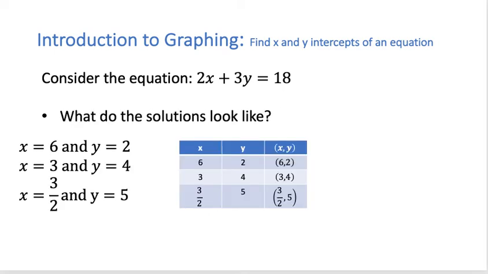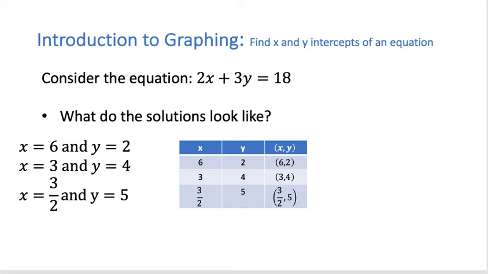You're probably familiar with seeing those in a table. So the x values are written in this column and the y values are written in this column. And what those solutions look like are ordered pairs. So the ordered pair 6, 2 is related to when x is 6 and y is 2. So here are the 3 solutions written in a table.